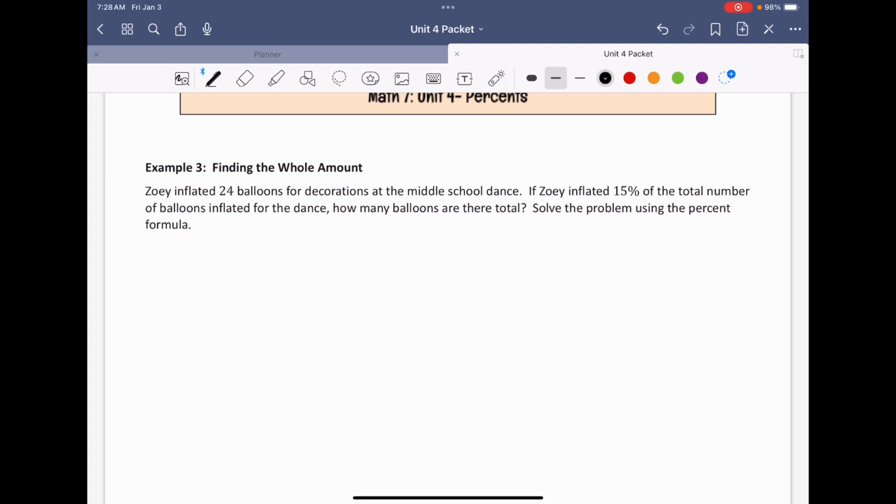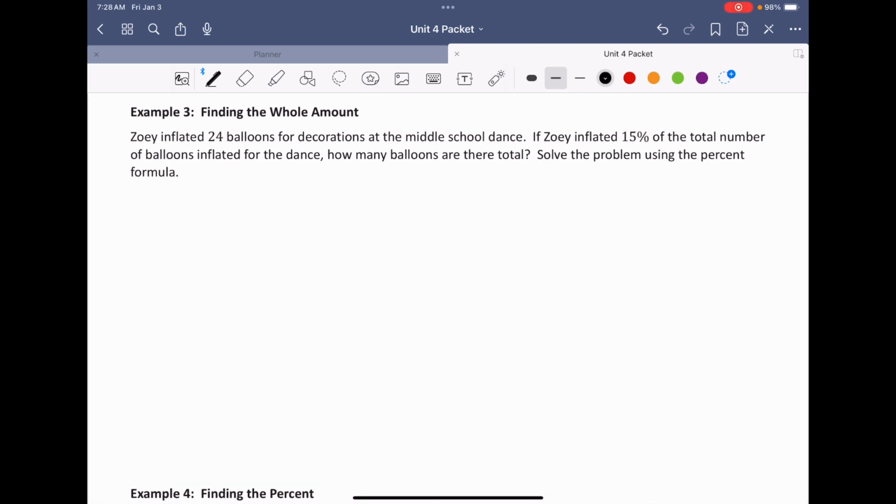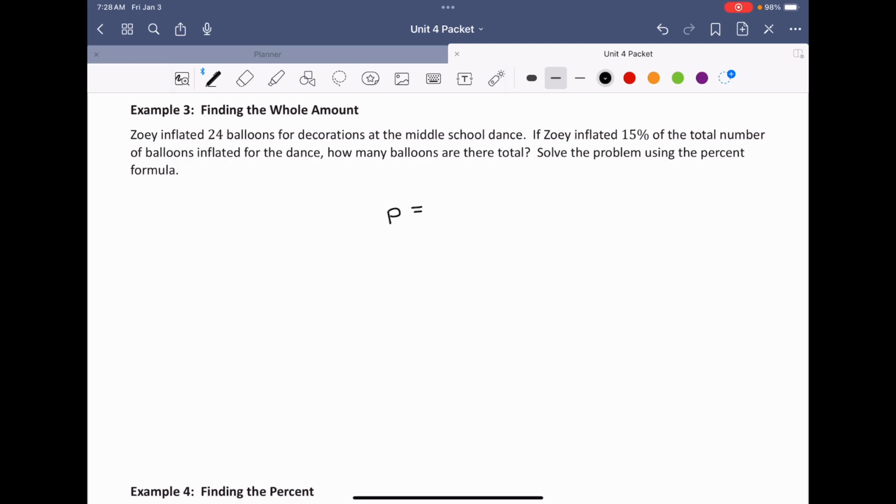Alright, now we're going to change things up and find a different part of our equation. It says Zoe inflated 24 balloons for decorations at the middle school dance. If Zoe inflated 15% of the total number of balloons inflated for the dance, how many balloons are there total? Solve the problem using the percent formula. So let's write it down. Part equals percent times whole.